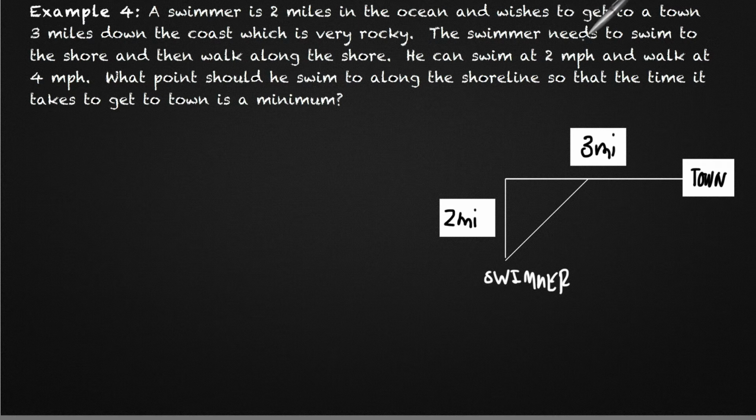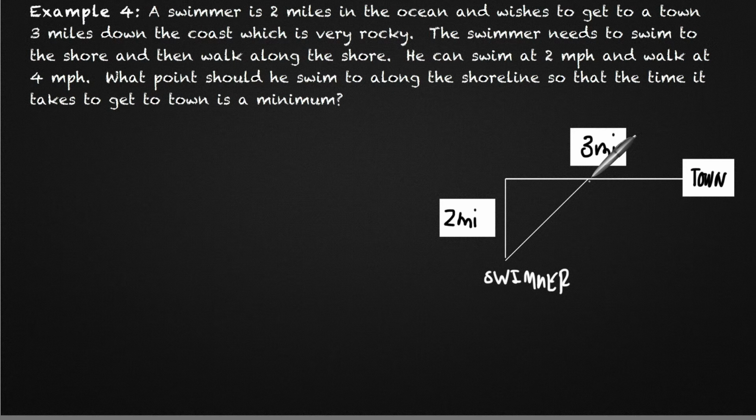And the idea is the swimmer needs to swim to a point on the shore and then walk the rest of the way. And so he can swim at 2 miles per hour, and of course naturally he can walk faster at 4 miles per hour. So the question is, what point should he swim to along this coast that would minimize the time that it would take him to go from where he is directly to the town? Should he swim here and walk all the way there? Should he swim the whole way there? Should he swim to some point here and walk the rest of the way? That's what we need to figure out.